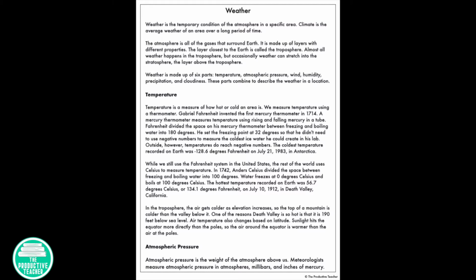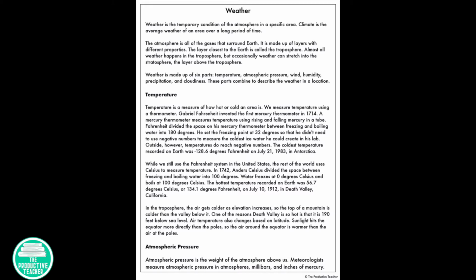He set the freezing point at 32 degrees so that he didn't need to use negative numbers to measure the coldest ice water he could create in his lab. Outside, however, temperatures do reach negative numbers. The coldest temperature recorded on Earth was negative 128.6 degrees Fahrenheit on July 21, 1983, in Antarctica.